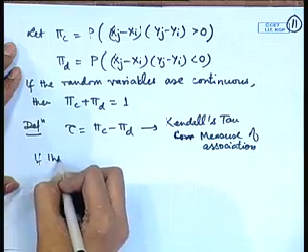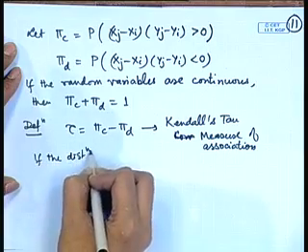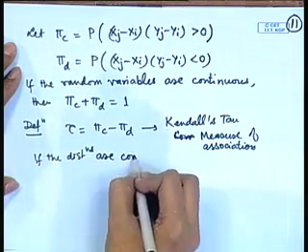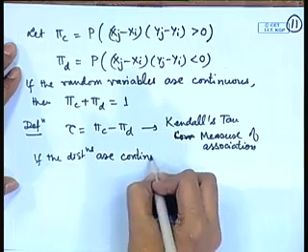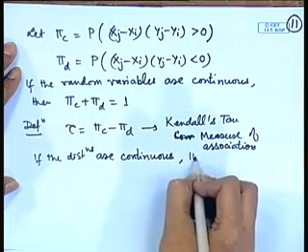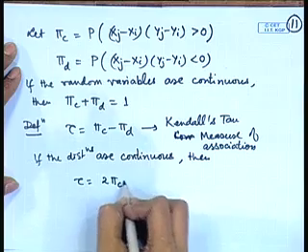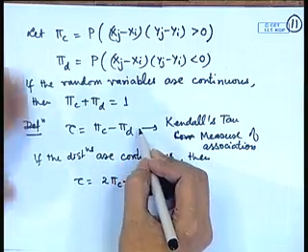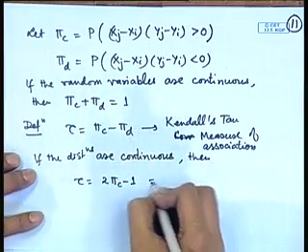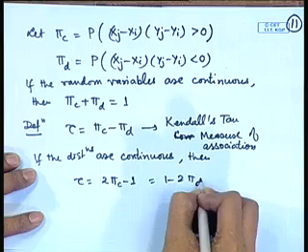If the distributions are continuous, then we may take tau is equal to twice pi c minus 1 by putting pi d is equal to 1 minus pi c, or you can say it as 1 minus twice pi d.